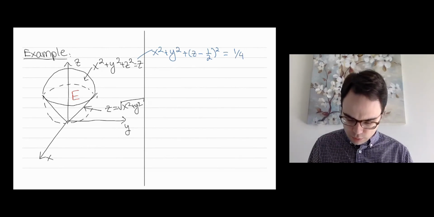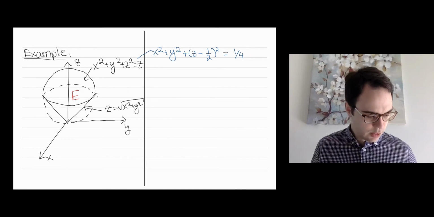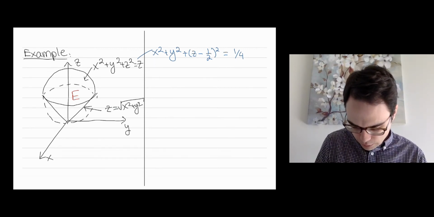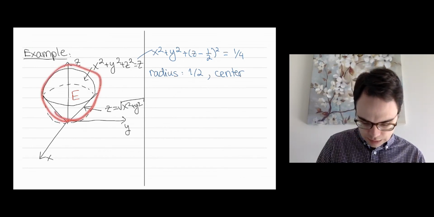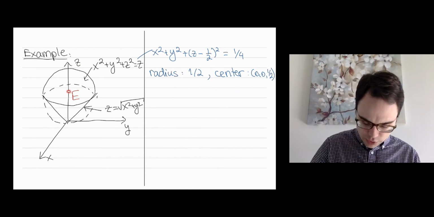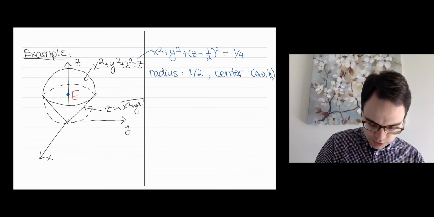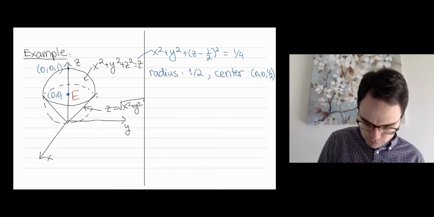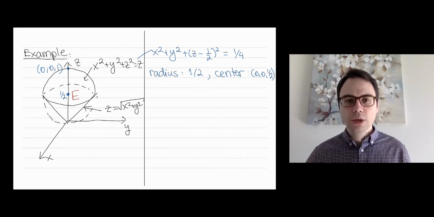So z squared minus z plus a quarter is this squared, and then I add a quarter to the other side, and the equation remains true. So we're talking about a sphere of radius a half, and the center of this sphere is the point 0, 0, 1 half. And the top of the sphere is the point 0, 0, 1, because the center is at height 1 half. So we now understand what sphere we're talking about.